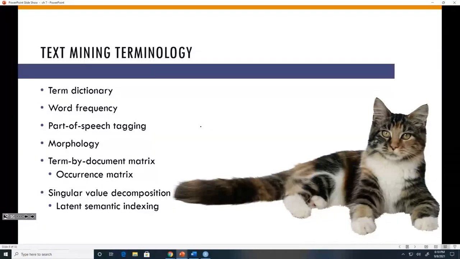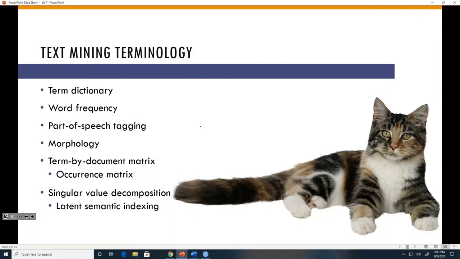So there are different ways that we can handle that TDM. We can use singular value decomposition or latent semantic indexing, both of which are dimensionality reduction methods that transform the term by document matrix to a manageable size. So basically what happens is you have this matrix with a bunch of zeros and ones. It's very sparse, and those two methods can make the matrix smaller, so it's easier to analyze. Similar to principal component analysis, but that's a higher level research term.